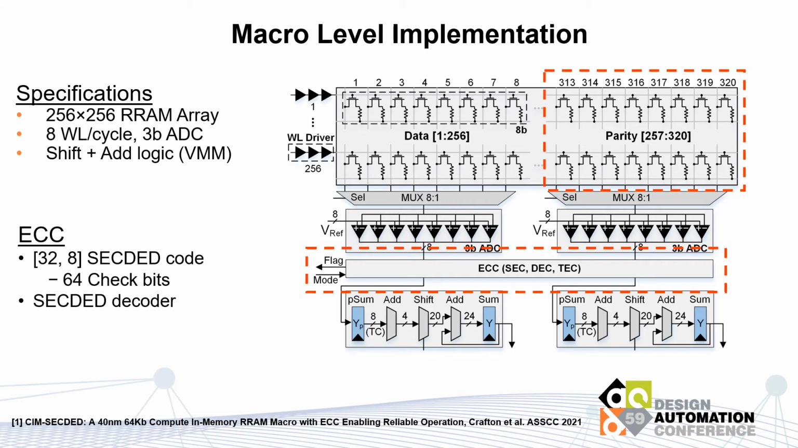To add ECC, we need to make 2 modifications to our array. First, just like SecDed, we allocate a fraction of our bit cells to serve as check bits. We use a 32/8 SecDed code, so for every 32 data bits, we have 8 check bits. And second, we require a decoder. So upon reading the array, the decoder takes the digital outputs from the ADC and can detect and correct errors. So let's see how these additions work.